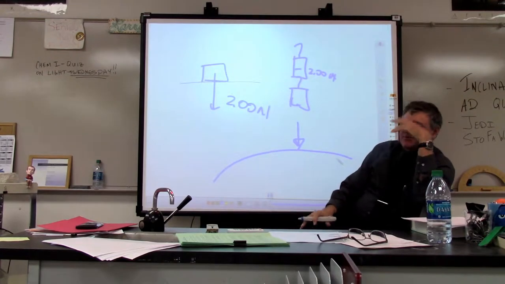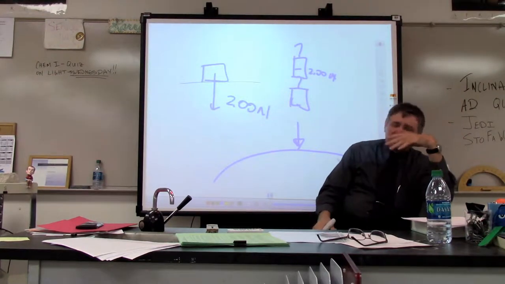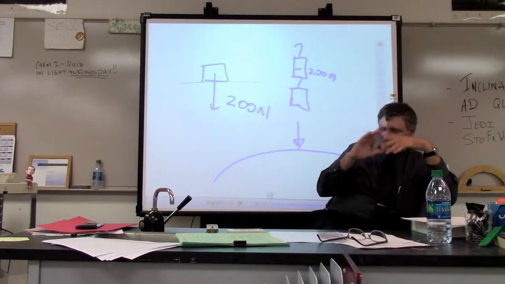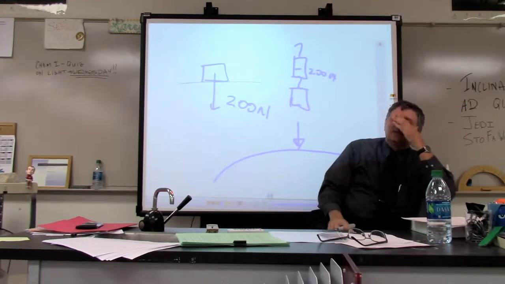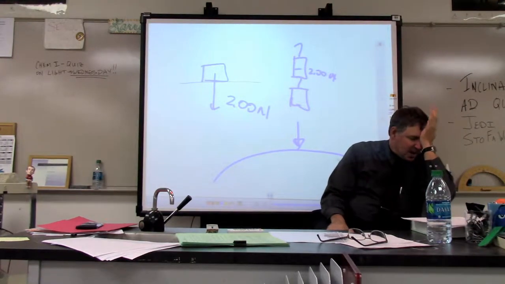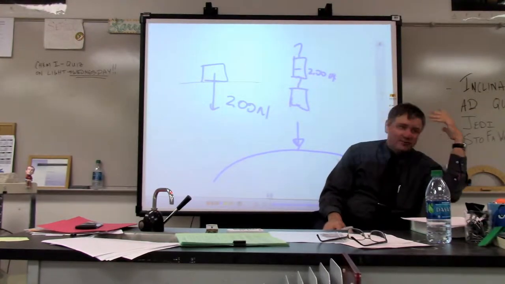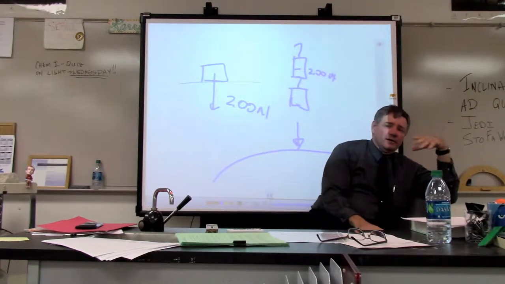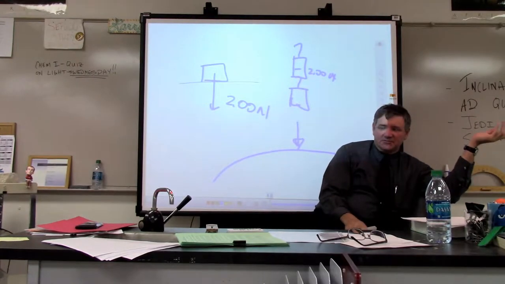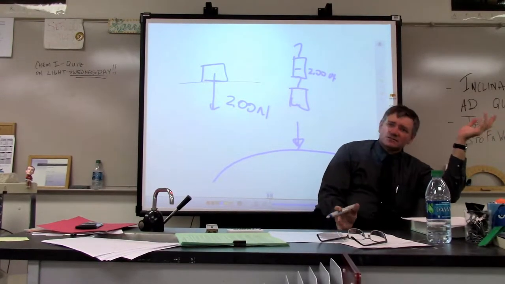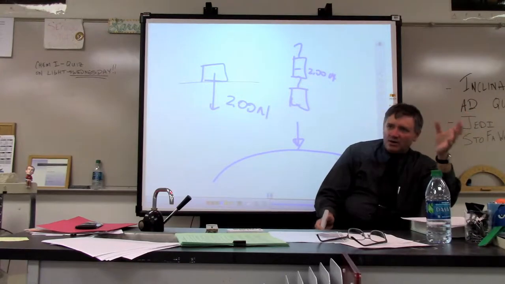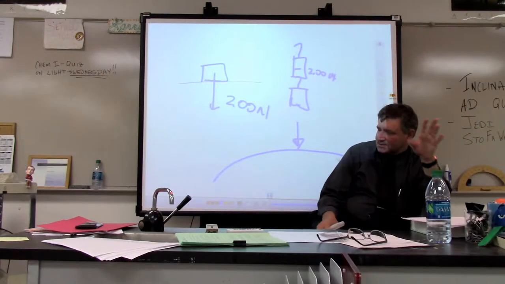Newton's third law says for every action there's an equal and opposite reaction. For every force there's an equal and opposite force. There's a whole bunch of different ways you can say that. Now, here's the anomaly about Newton's third law: it's the simplest of all of the laws, yet it's the most misunderstood of all the laws. And we'll get more into that in just a second.